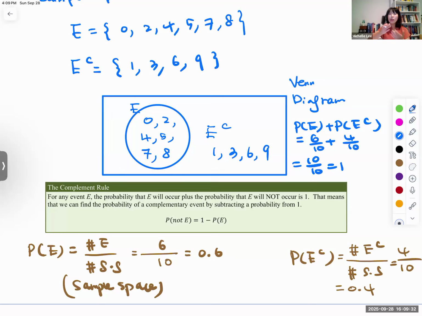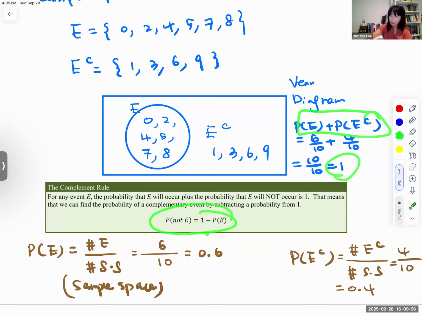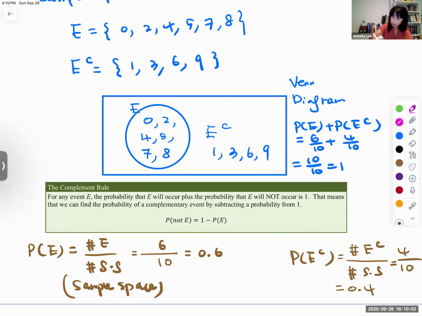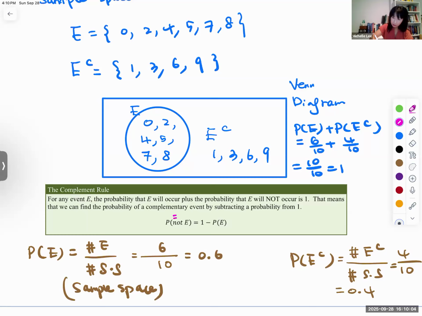Okay, so if we want to find only the probability of the complement of event E, we can say 1 minus the probability of event E. Makes sense? Since their sum equals 1. Is it clear? Let me write down this one too. So same as like that, right? That's how we get the formula.